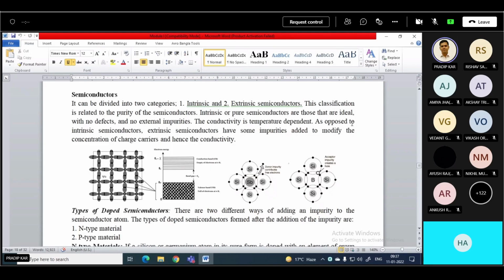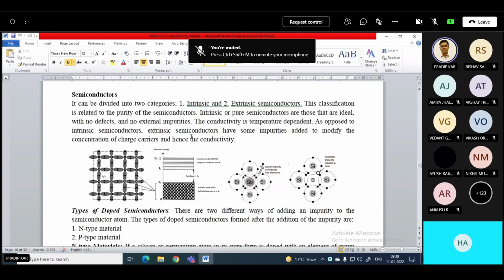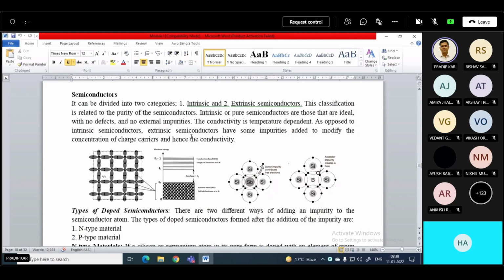Intrinsic or pure semiconductors are those that are ideal with no defects, no external impurities. Means intrinsic semiconductors weakly conduct electricity without having any defects in their crystal. And when we impart defects or impurities, the conductivity is increased. But for extrinsic semiconductor, we must introduce some defects within the crystal to get semiconducting nature.